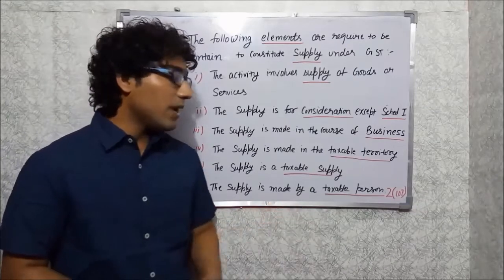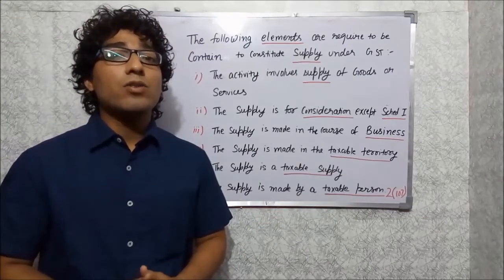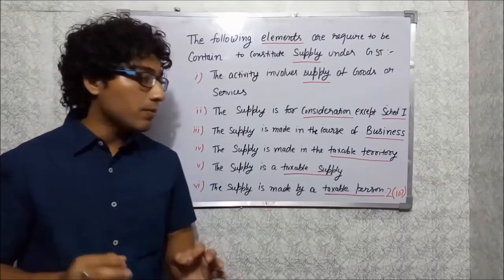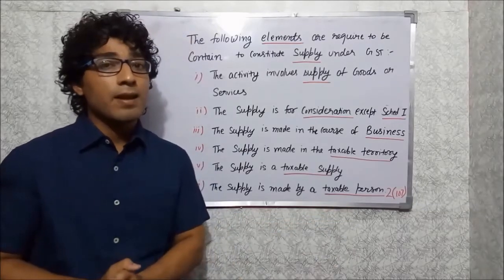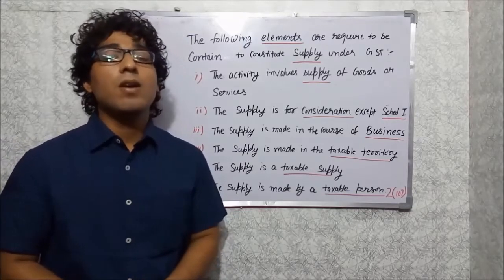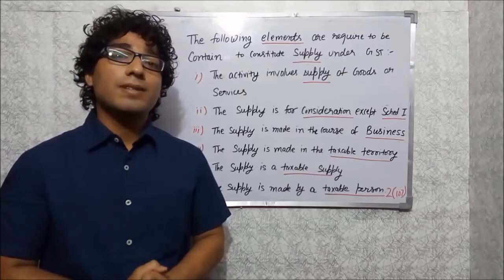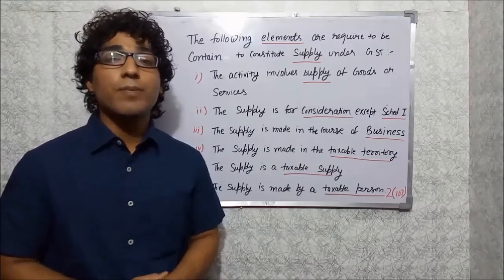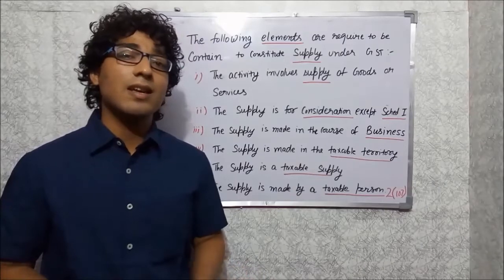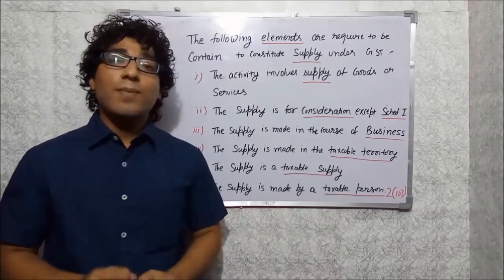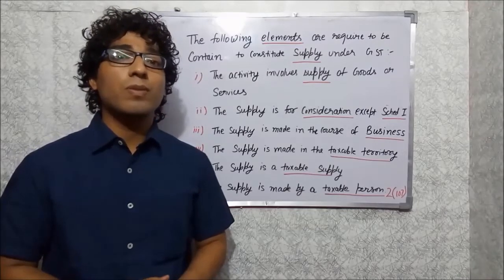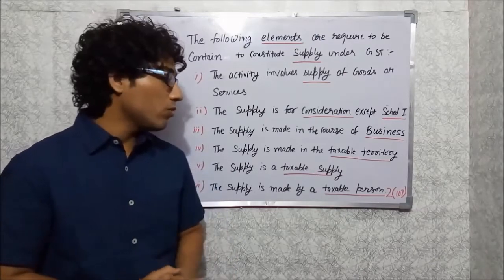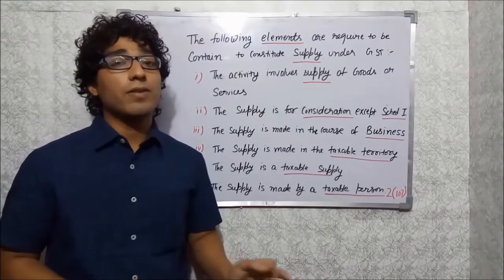And the last one is that the supply is made by a taxable person. So the supply should be made by a taxable person before we can say that it is within the scope of supply. But what exactly is the definition of taxable person? Section 2 subsection 107 defines the meaning of taxable person. It says that a taxable person is a person who is registered under GST or is required to be registered under GST. So the supply made by a person who is registered or liable to be registered under GST will be treated as a supply of goods or services. But if you want to know more about the taxable person, then check out my other videos.